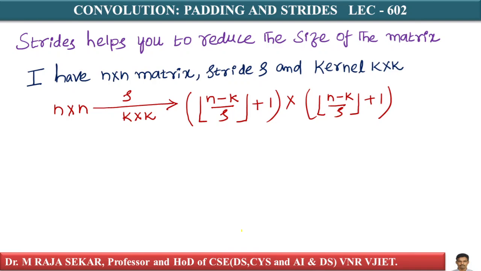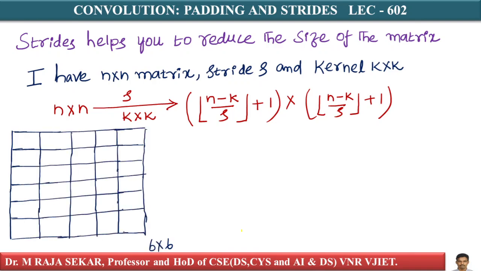Look at this. If you observe how many cells you have, you have 6 cells here: 1, 2, 3, 4. There are 6 cells. Let me assume, what is this?